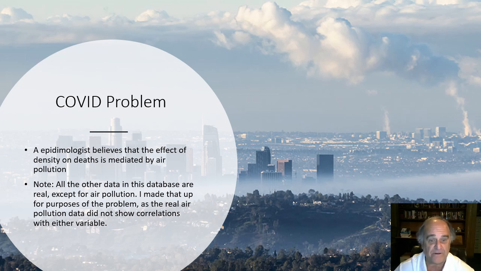Now, what this air pollution data is, it's really a rating of how healthy the air is. And the lower the number, the healthier the air, the less air pollution. So a lower number is less air pollution, but it's a rating of how much air pollution there is. So we're going to do a COVID problem. We want to see if the effect of population density on COVID deaths is mediated by air pollution.